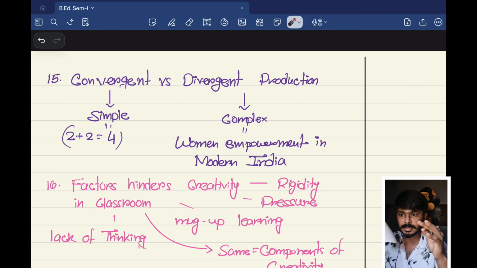This type of thinking, this type of information, is convergent production. And divergent production means critical thinking. It is a very simple word: critical thinking. Divergent boundaries create critical changes in the surface of the earth, right? So divergent production is like thinking critically about what women empowerment is, or what the role of men in society is. You have to think in a very critical way, right? So these are the basic differences between convergent and divergent production.